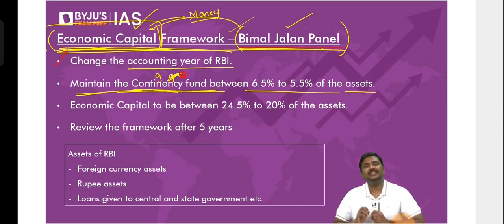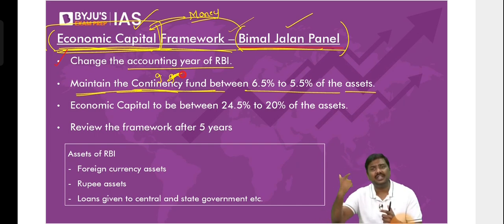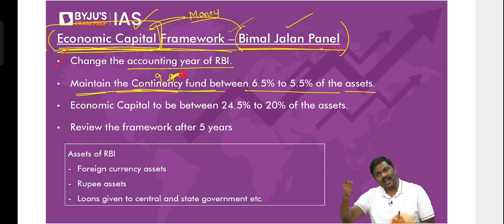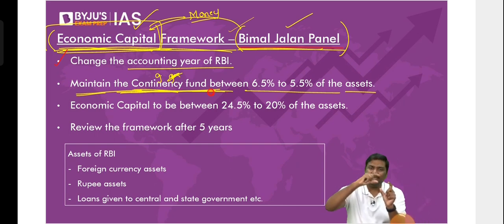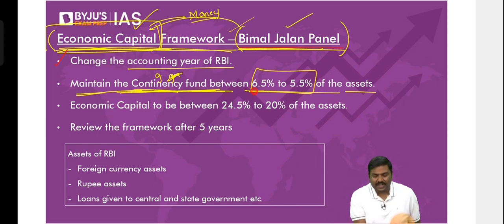The money kept in the contingency fund can be used by Reserve Bank of India in case of emergencies. Just like Government of India, even RBI has a contingency fund. And in case of emergency, RBI can take out the money from the contingency fund and utilize it. Now, what is the committee recommendation? The committee simply says that the money you're keeping in the contingency fund should not be more than 6.5% to 5.5% of the assets.